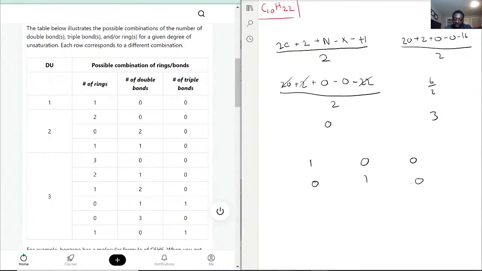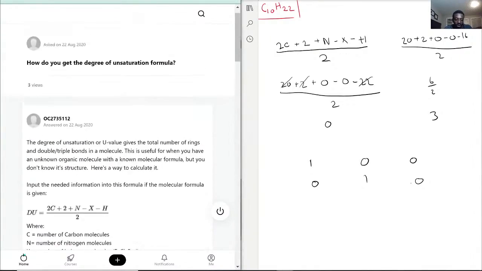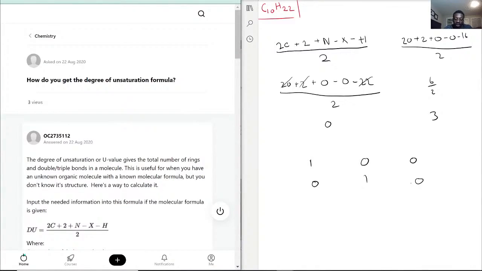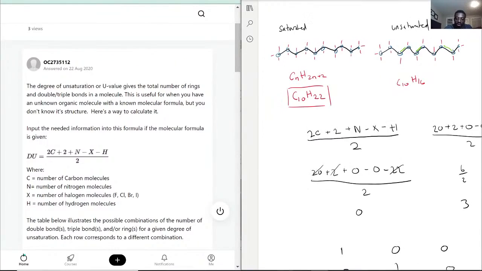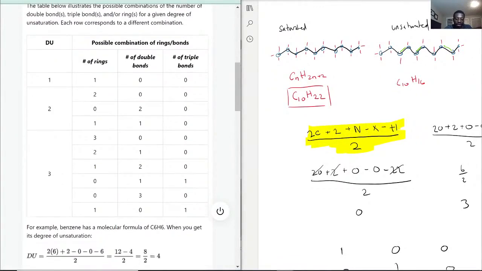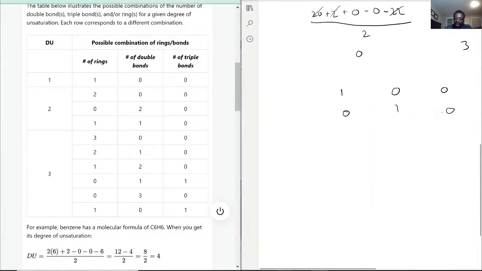That is what we have here for the degree of unsaturation. Definitely memorize this formula here as it is written. It's quite important, because then you can tell yourself what's the degree of unsaturation. And this table here, it helps you break down what you should be expecting. An example that I can think off the top of my head is benzene.